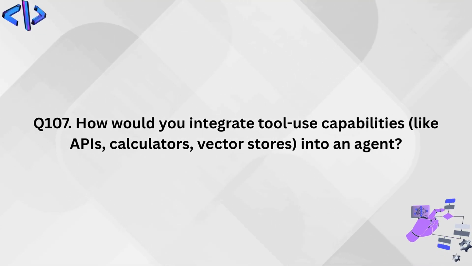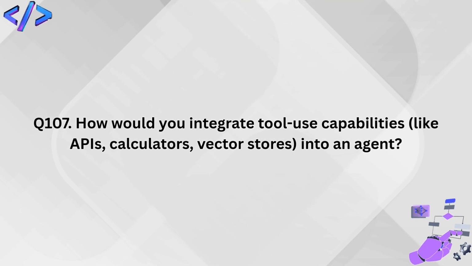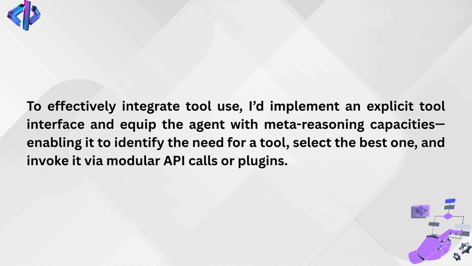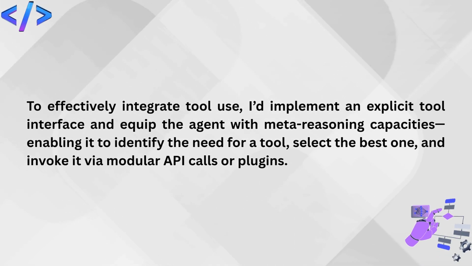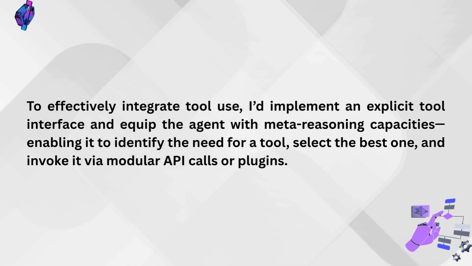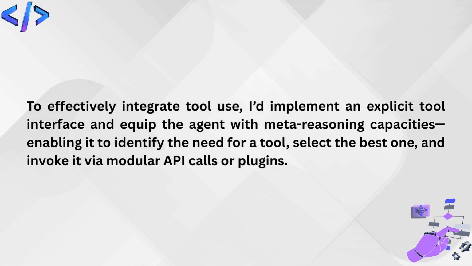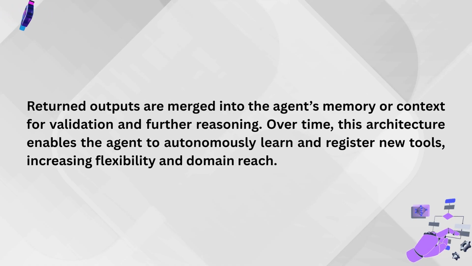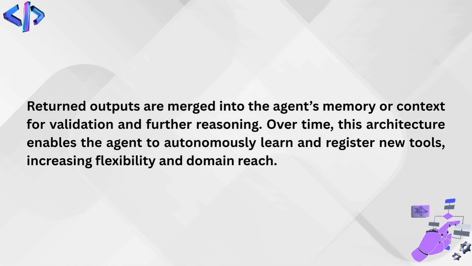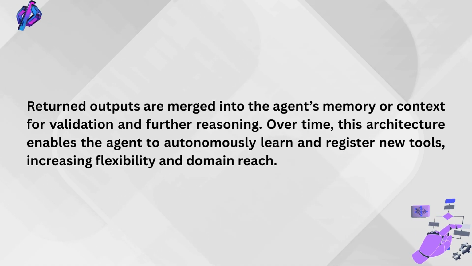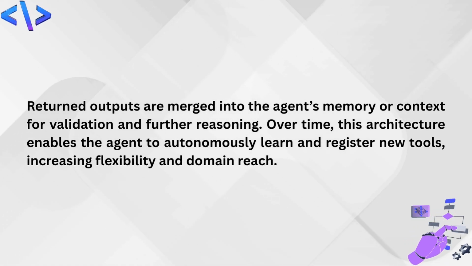How would you integrate tool use capabilities, like APIs, calculators, vector stores, into an agent? To effectively integrate tool use, I'd implement an explicit tool interface and equip the agent with meta-reasoning capacities, enabling it to identify the need for a tool, select the best one, and invoke it via modular API calls or plugins. Returned outputs are merged into the agent's memory or context for validation and further reasoning. Over time, this architecture enables the agent to autonomously learn and register new tools, increasing flexibility and domain reach.